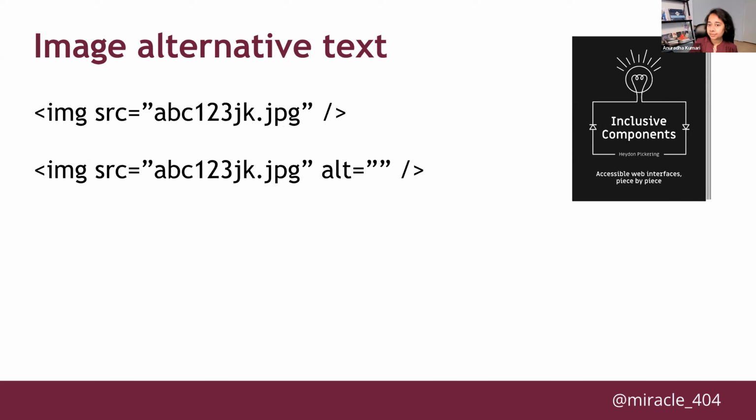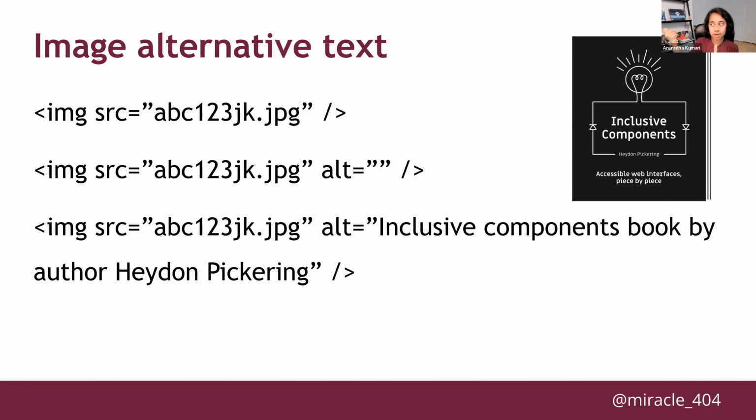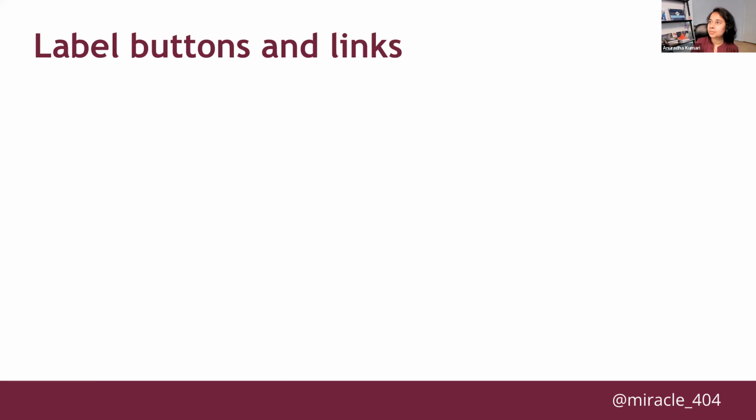So instead, if I had text just below this book which says Inclusive Components by Heydon Pickering, then maybe I will just use alt equal to an empty string, because the same information is available. I don't want to make it repetitive for the user. But if I am relying on this image as a link or button or something like that, I would like to add the proper alt so that screen readers can announce this to the users. So yeah, never skip alt.